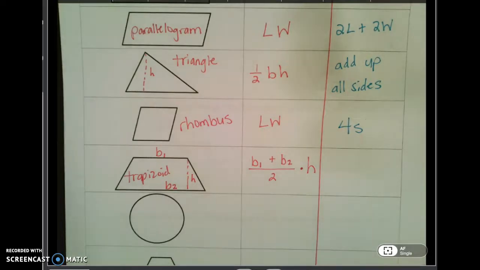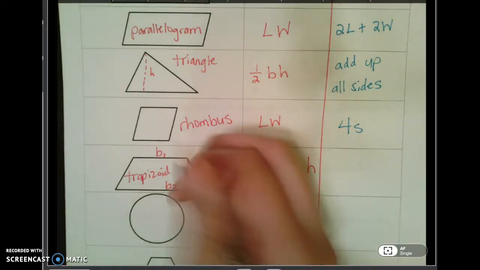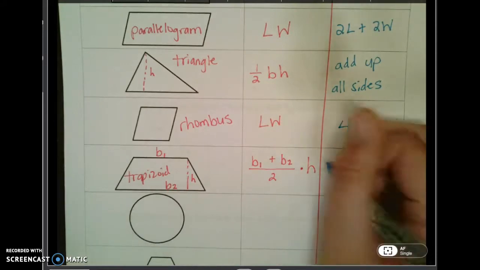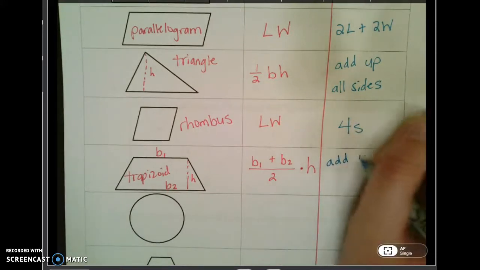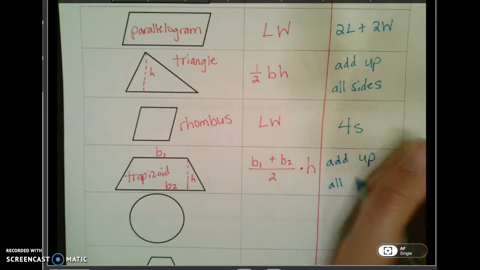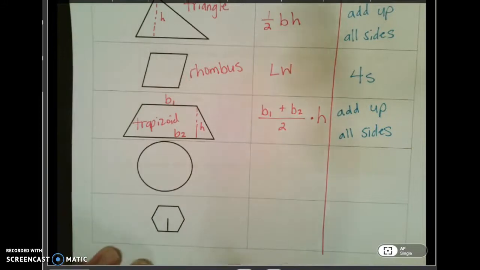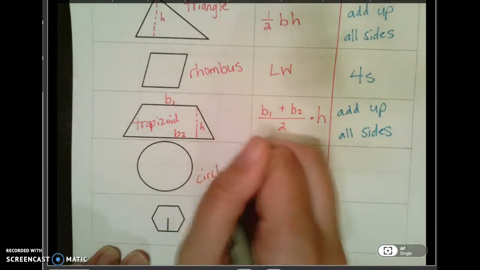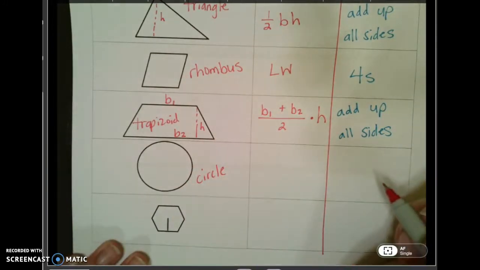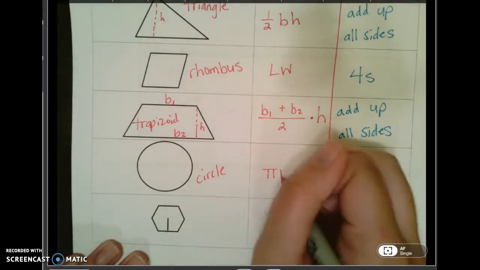And then in order to get perimeter, a trapezoid, all your sides could technically be different, so we're just going to say add up all the sides. Our next one is circle. In order to get area of a circle, it is pi r squared.